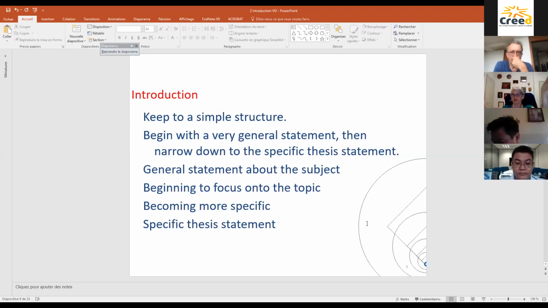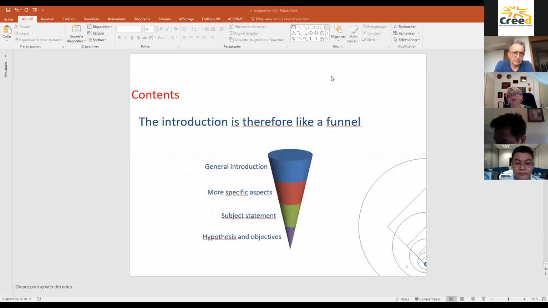You're starting very big, sort of a global vision. You're coming down to maybe a regional vision, coming down to a countrywide vision. And then coming down to the real question, maybe what you're going to say is it's in a specific type of soil and you want to investigate that. One way of visualizing this is thinking about a funnel.